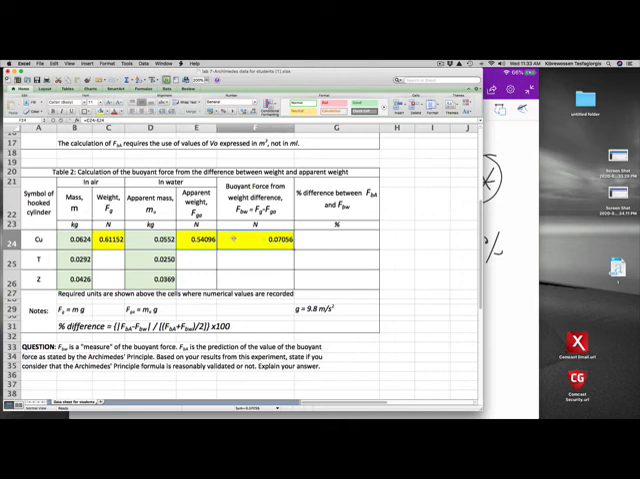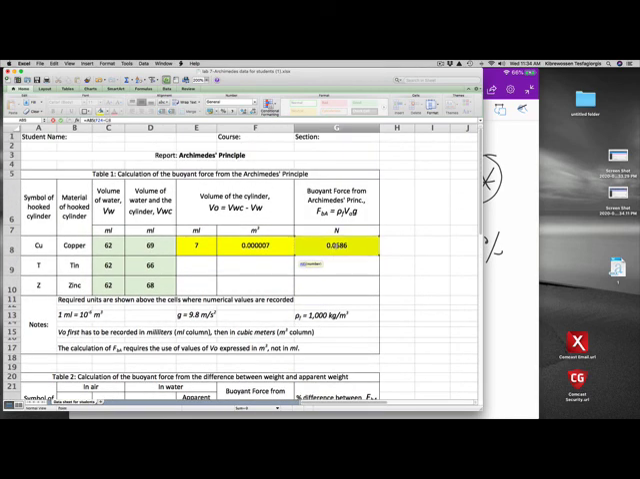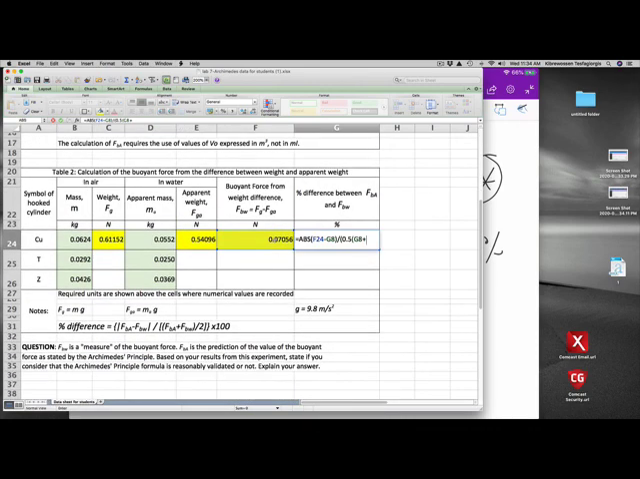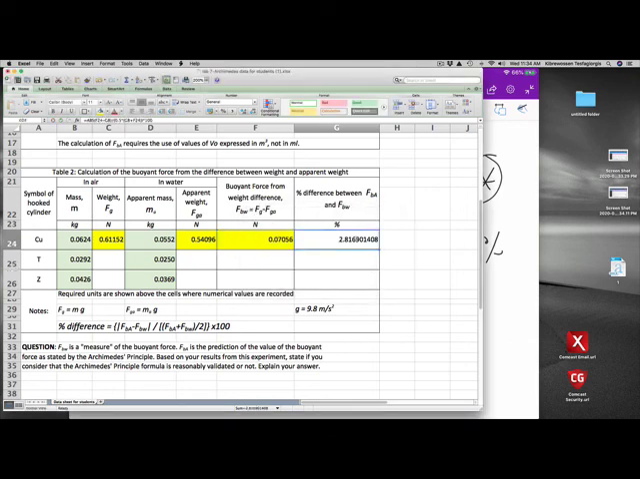The buoyant force will be the difference between the weight in air and the apparent weight. Then you find the percent difference between the two values: this buoyant force minus the other buoyant force you calculated in the first table, divided by the average of the two, this one plus this one over 2. Then you multiply that by 100, and approximately this is the percent difference. You proceed with the rest of them. That's it for today.